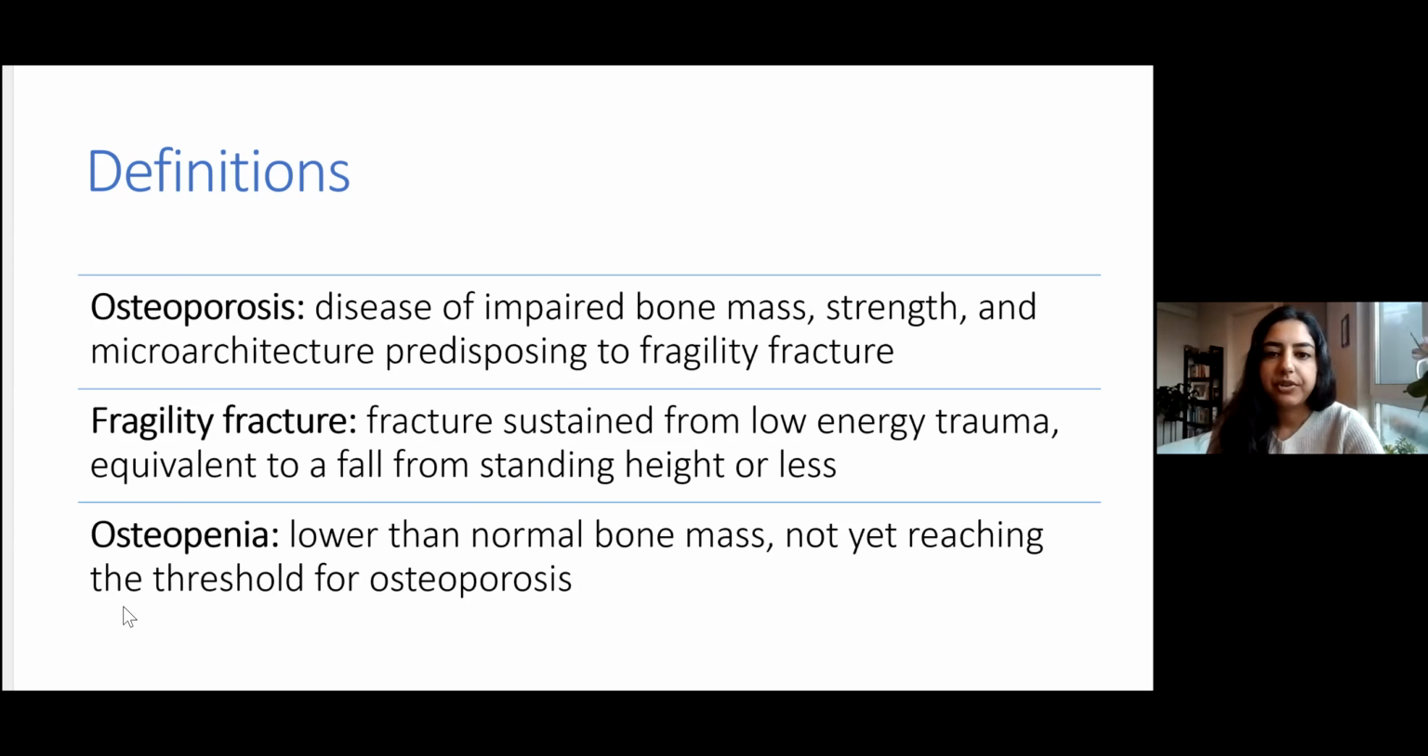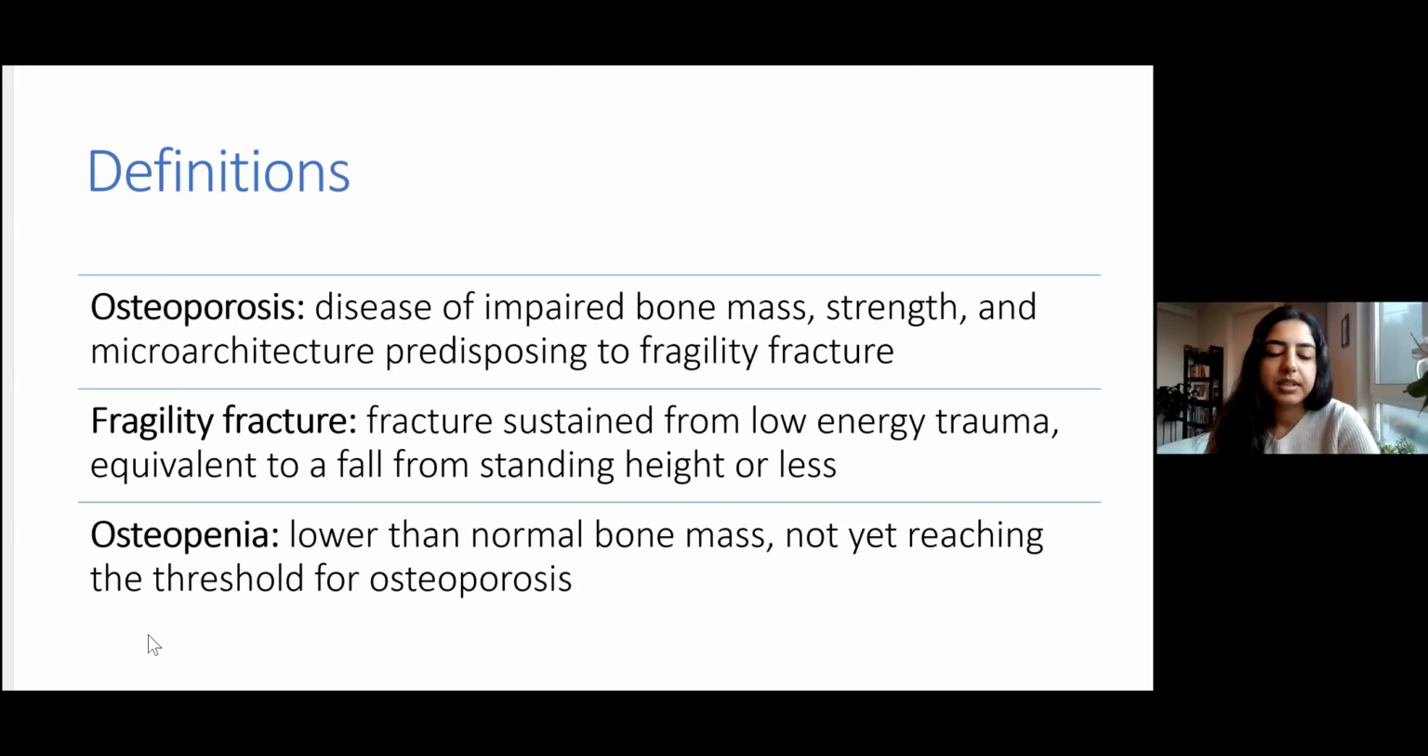Fragility fractures are defined as a fracture that's sustained from low energy trauma. Low energy trauma is the equivalent of a fall from standing height or less, so like a ground level fall. Other fragility fractures include the vertebral compression fracture, a classic definition of one. The classic story is a little old woman goes over a speed bump in her car, and that little degree of trauma causes her to pop a vertebral fracture. That embodies low energy trauma.